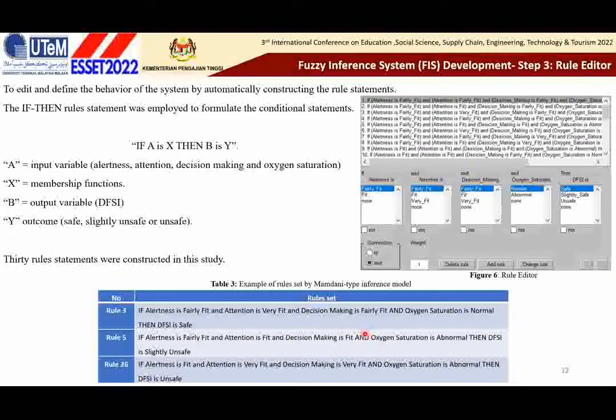The next step is the rule editor, whose function is to edit and define the behavior of the system by constructing the rule statements. To construct the rule statements, I use if-then rules, which is: if A is X, then B is Y. A is the input variable, X is the membership function, B is the output variable, which is DFSI, and Y is the outcome, which is safe, slightly unsafe, or unsafe. Figure 6 shows the rule editor. There are 30 rules developed, and table 2 shows 3 examples of the 30 rules.